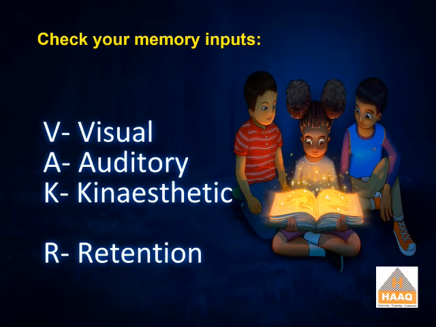There are only three types of memory inputs for human brain. VAK. V stands for visual, A stands for auditory, K stands for kinesthetic. Visual is the one type of readers who use their eyes, the eyeballs to just move around and observe things. Auditory learners would always require a sound to pass through the ears.